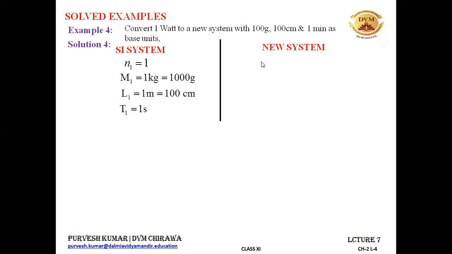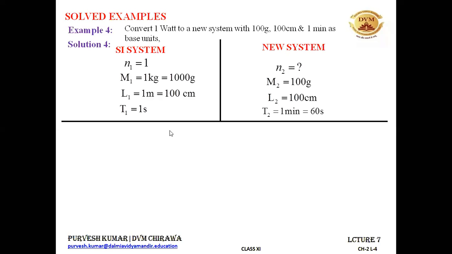Now move towards the new system. We need to find N2. That is the question mark. We don't know about it. We will be finding N2. And we need to write the base units for this new system. In the new system, mass is measured with a base unit of 100 grams. So M2 equal to 100 grams. All right. Similarly, the base unit for length is 100 centimeters. So L2 is equal to 100 centimeter. And the base unit for time is 1 minute. So T2 equal to 1 minute, and that can be converted to seconds as 60 seconds. So our table work is done.